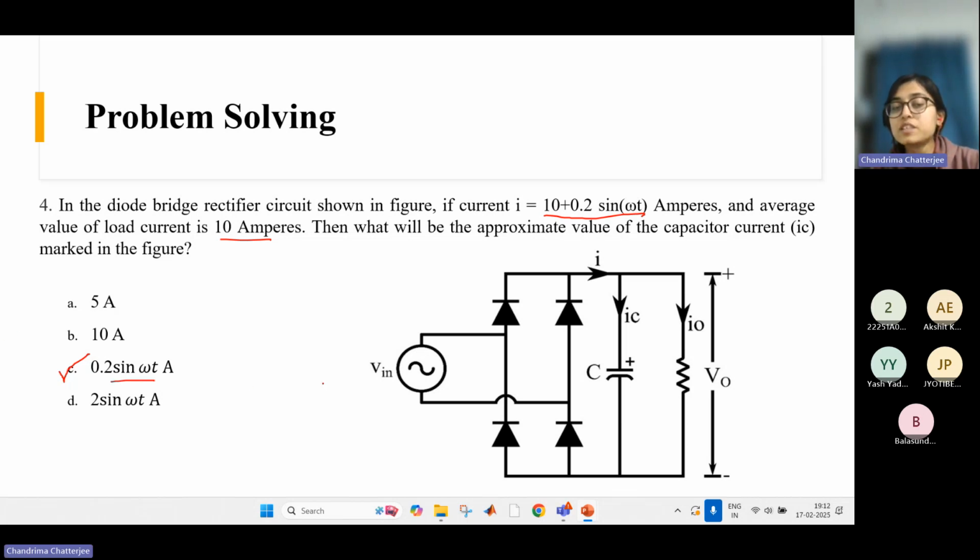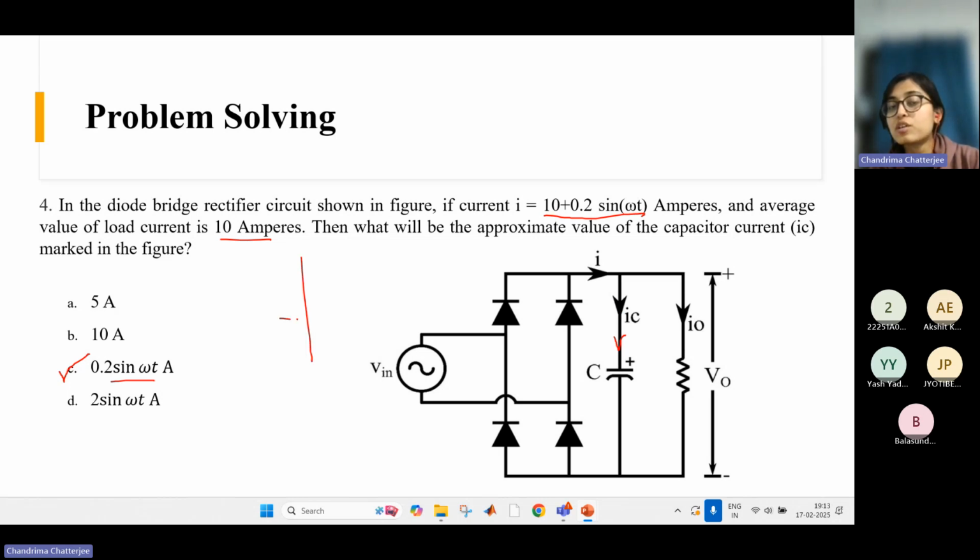I mentioned earlier that in steady state, a capacitor can't take any DC current, right? Current through a capacitor will always be an AC current. So this can never flow through this capacitor. This is a pure DC current, right?